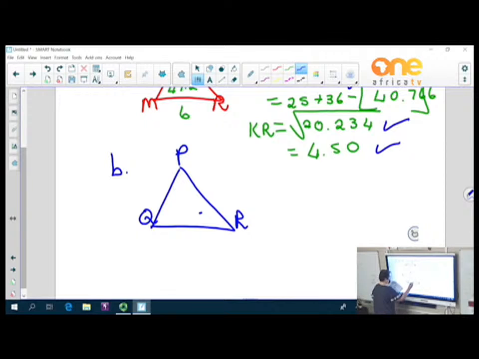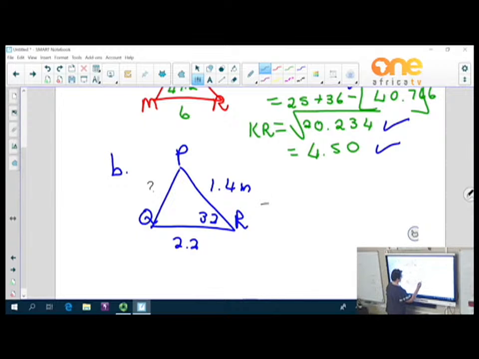Angle R is 32 degrees. PR is 1.4 meters and QR is 2.2. We want to calculate the third side. Can you see the two sides? The two sides and the included angle, that is what we want. We want the third side.